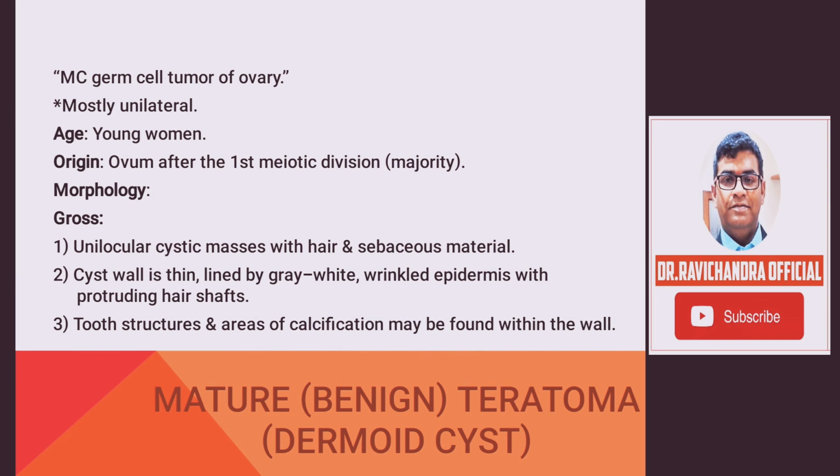Benign teratoma, also called dermoid cyst. It is the most common germ cell tumor of the ovary and it is mostly unilateral and is seen in young women. Origin of dermoid cyst is considered to be an ovum after the first meiotic division in the majority of cases. On gross examination, you can see in most of the cases unilocular cystic masses with hair and sebaceous material. And the cyst wall is thin, lined by grey-white wrinkled epidermis with protruding hair shafts. Sometimes tooth structures and areas of calcification may be found within the wall.